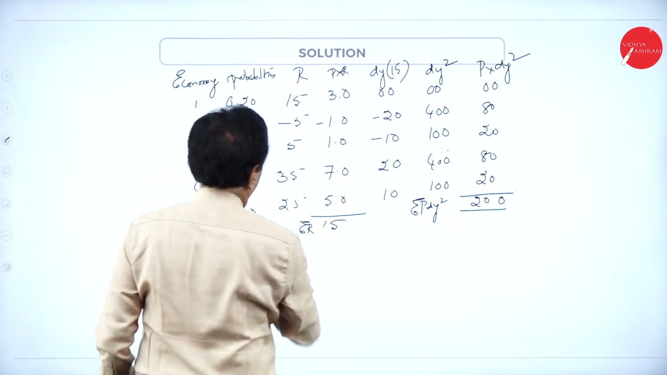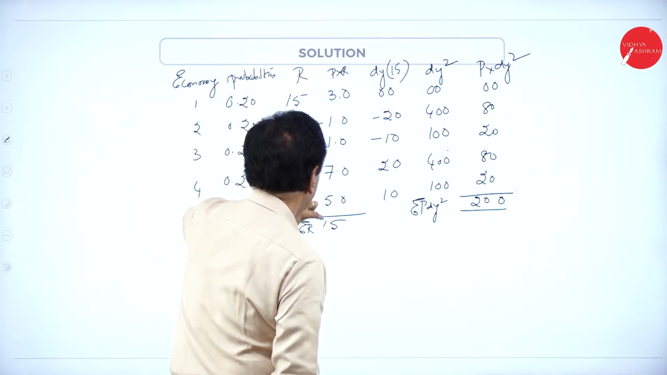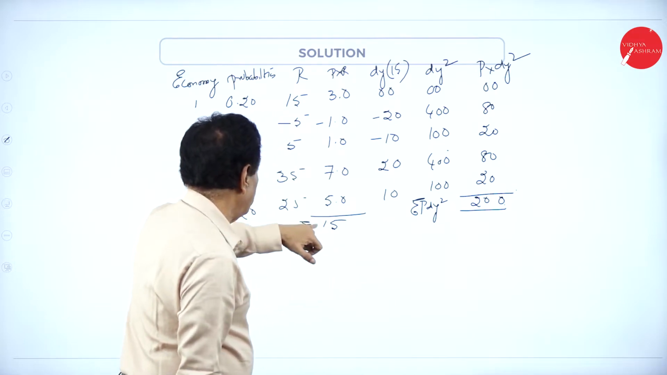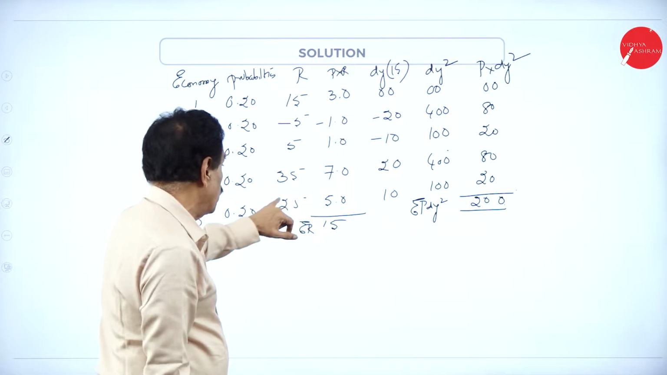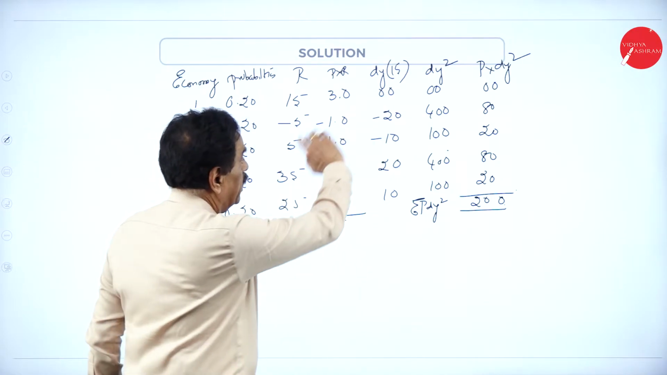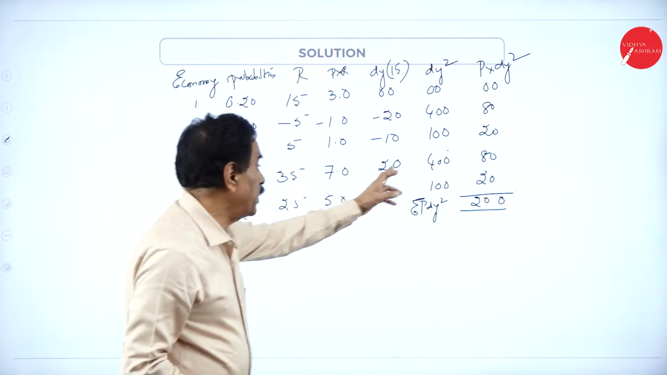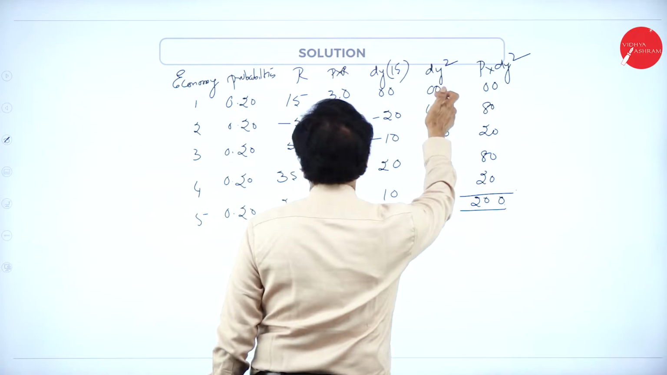Take the deviation of return. 15 is there. What's our return? 15 minus 15 is 0. 5 minus 15 is minus 20. 5 minus 15 is minus 10. 35 minus 15 is 20. 25 minus 15 is 10. Square of this: 20 square is 400. 10 square is 100. 20 square is 400. 10 square is 100. Multiplied by probability, 0 into 0.